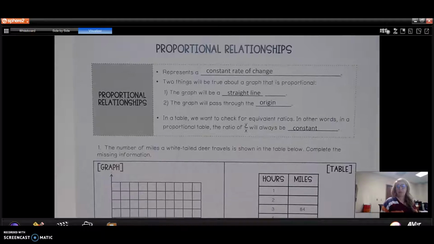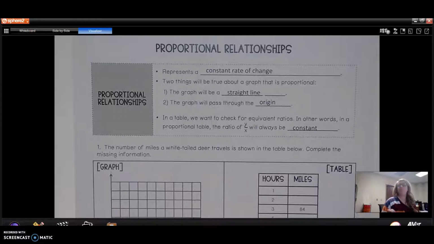Okay, guys, these will be your video notes for proportional and non-proportional relationships. It starts on slide 11, and it goes through slide 16. We're going to skip around a little bit.